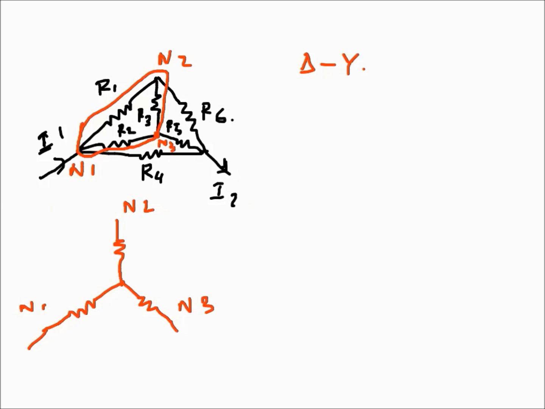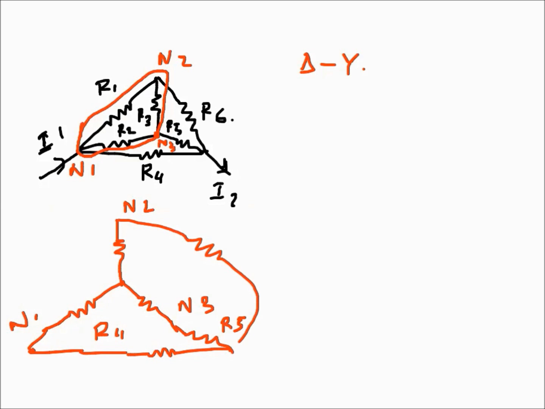After N3, R5 is connected. So R5 is going there. This is R5. And from N1, R4 is connected to the end of R5. That's how it is. So this one is R5. And finally this resistance, I will just draw like that. This resistance is R6 here.